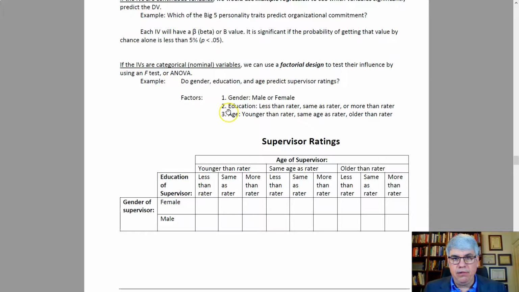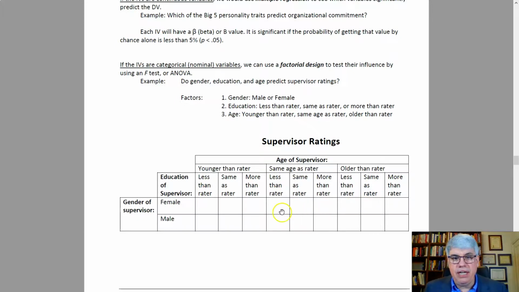So we've got gender, we've got education, less than the rater, same as the rater, or more than the rater, because that might influence people's evaluation of their supervisor. And the same thing with age, younger than the rater, same as the rater, older than the rater. So now the study doesn't have anything to do with the quality of supervision or anything like that. We're just looking at demographics to see if demographics influence how people rate supervisors.